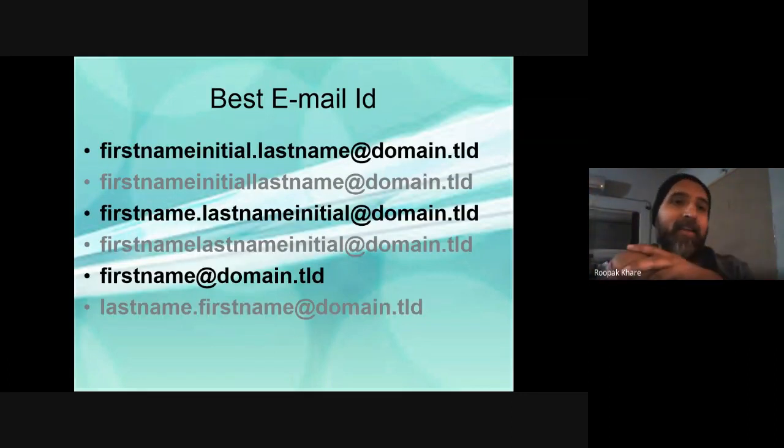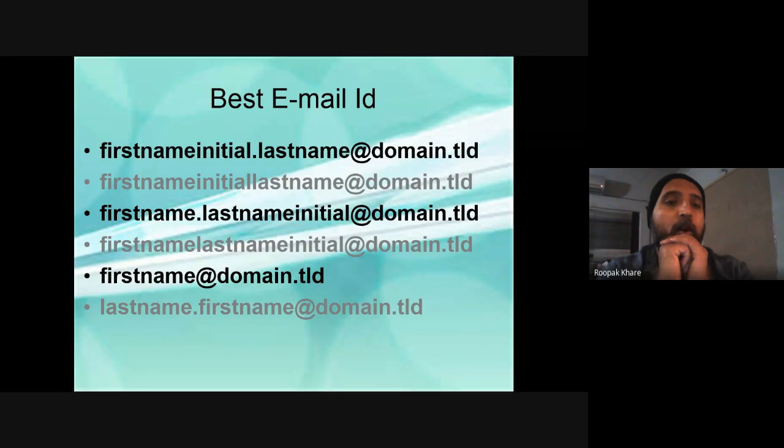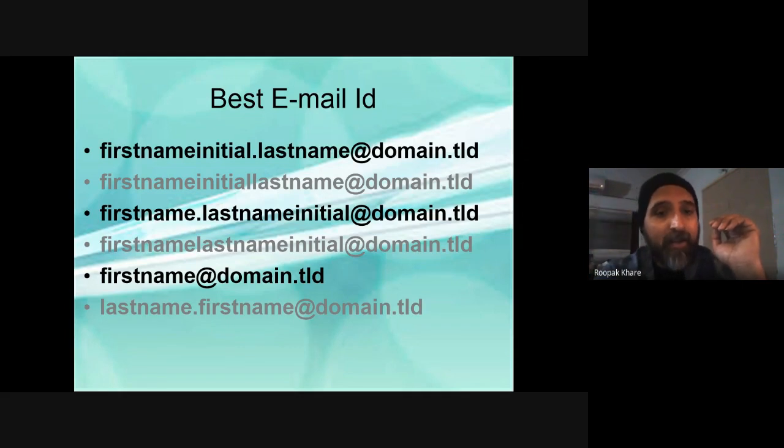Now, what are good email IDs? Here I'm giving you a format of good email IDs. First name initial dot last name at the rate domain dot TLD, or first name initial last name at domain, or first name dot last name initial at domain, or first name last name initial at domain, first name at domain, last name dot first name at domain. Any of these that is available and that suits you, use that. But this is how it should be.